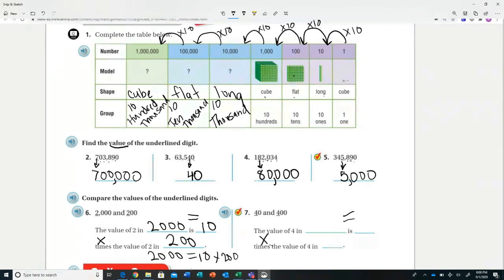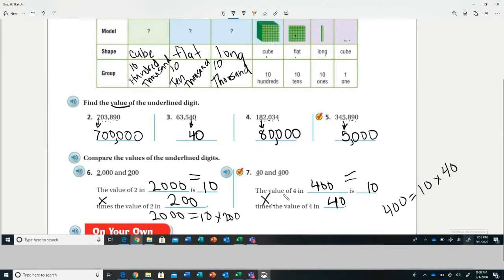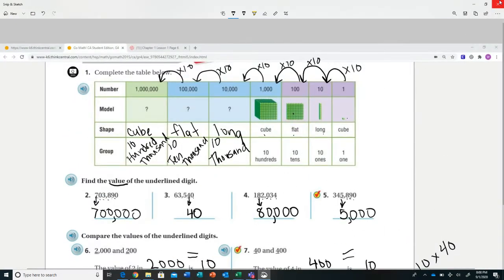The value of 4 in 400 is 10 times the value of 4 in 40. And again, 400 is 10 times 40. So this is just another way to put in words this expression for 400. 10 times 40 is 400. So 400 is 10 times bigger than 40. All right. So I'm going to close this snippet sketch here.